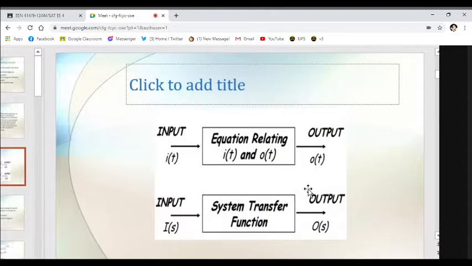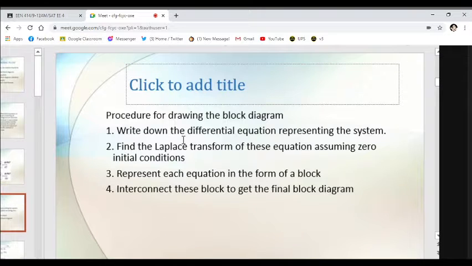Now here, the relationship between the output and the input, so you have the output in the time function and the input in the time function. So you have the equation relating the input and the output. Now, we try to convert this. Instead of time function, we have the frequency domain or your Laplace transform. Now, what are the procedures?